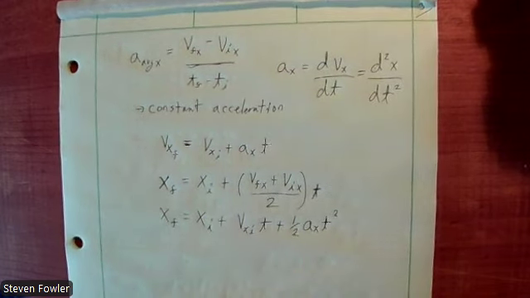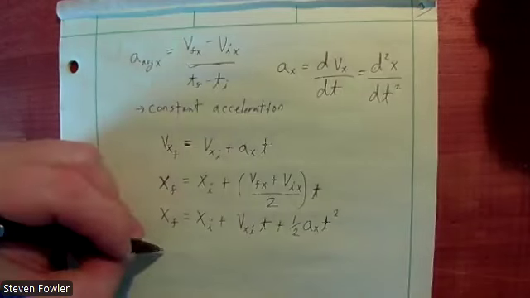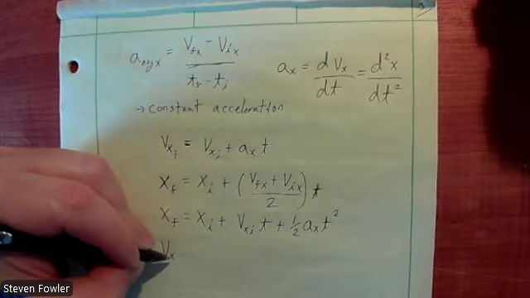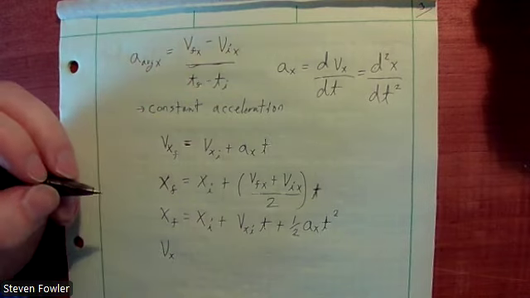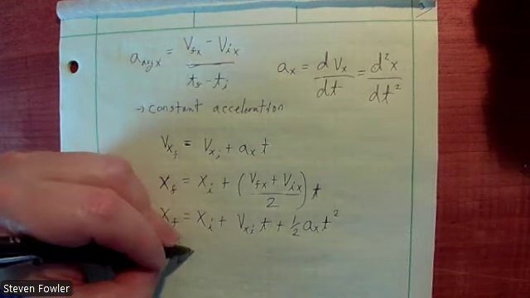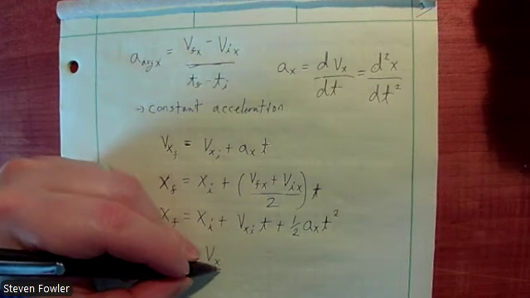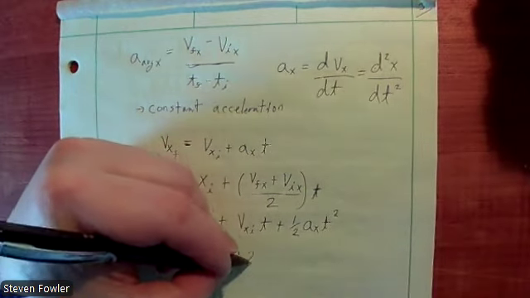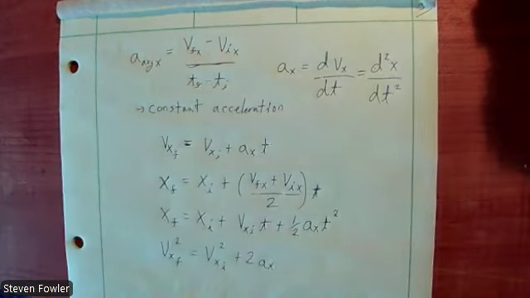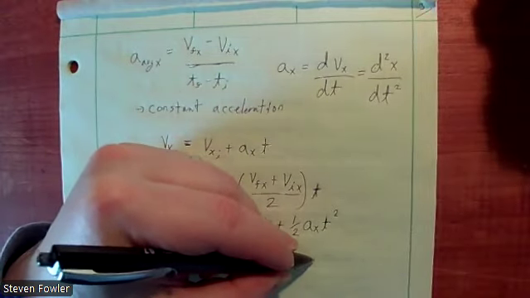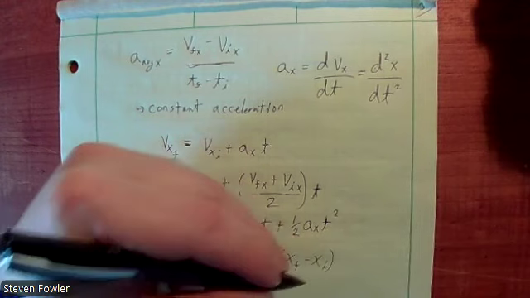Finally, there's this other expression that we derived that's very helpful if I don't know the time. So Vx final squared is equal to Vx initial squared plus 2 times the acceleration times the change in the x location, x final minus x initial.